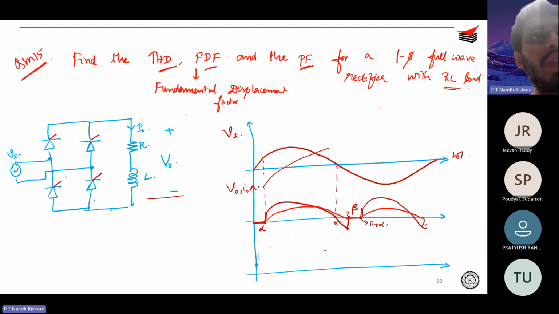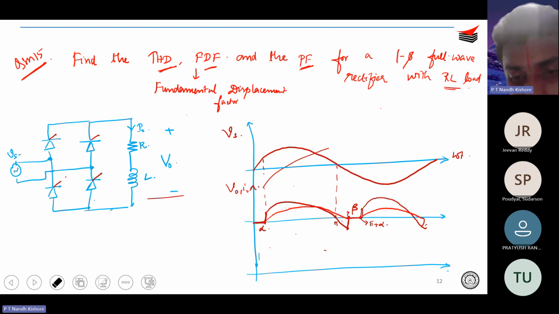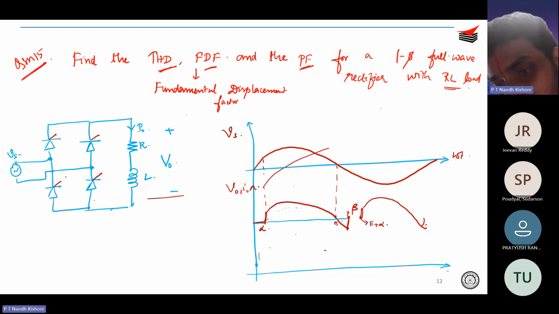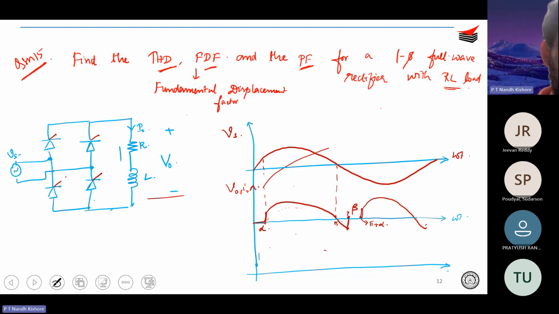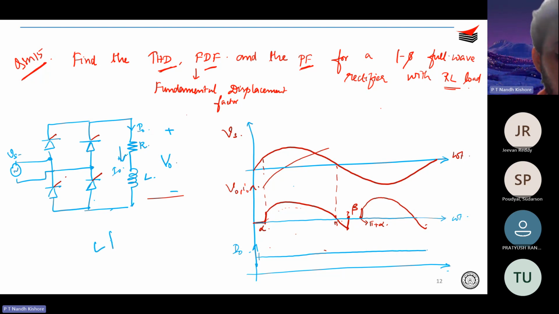So the point is, let's say that your load current was almost constant. Here I drew it as something varying like this, right? But let's say your inductor value was really high. In that case, you will see that I naught is almost constant. Why is I naught constant? Because if your L is really high, then L always opposes change in current, right? It opposes changing current.